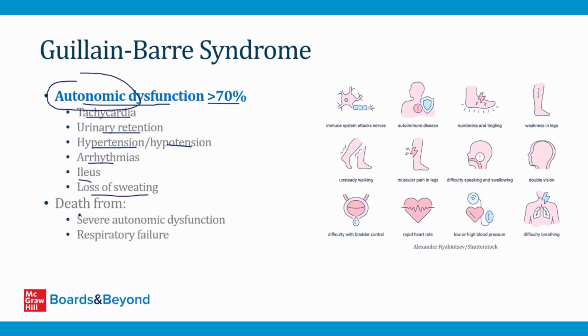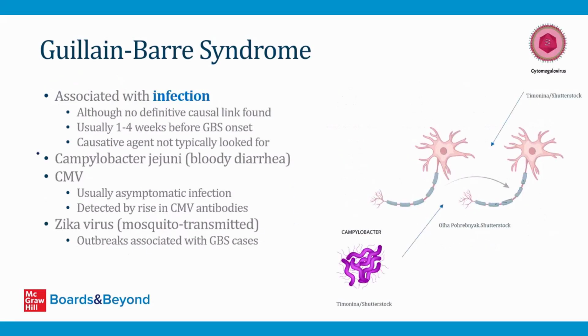And as I said on the last slide, the symptoms of this disorder slowly resolve over weeks to months unless patients die, and the cause of death is either severe autonomic dysfunction like cardiac arrhythmias or respiratory failure. We don't know exactly what causes Guillain-Barré syndrome, but it's been well borne out in clinical studies that this condition is associated with infection. No definite causal infection has been identified, but in the majority of cases of this condition, 1 to 4 weeks before the onset of Guillain-Barré syndrome, the patient has some type of infection that is believed to trigger the immune response.